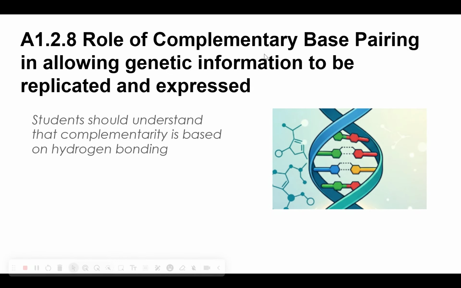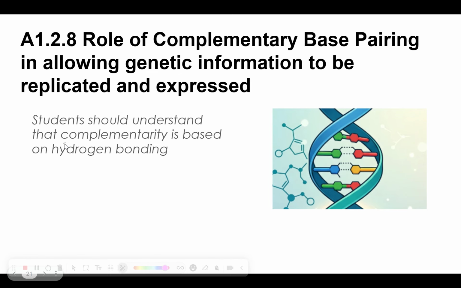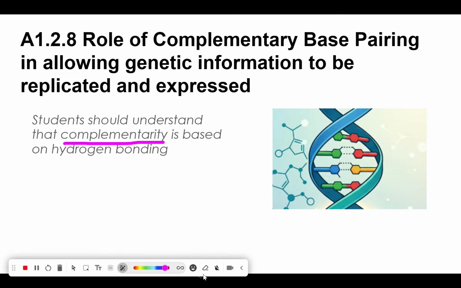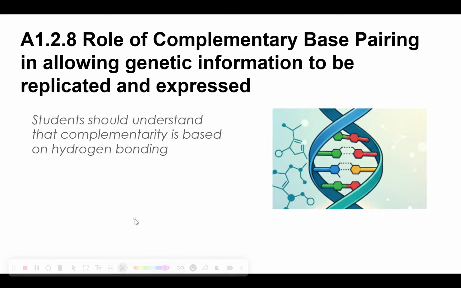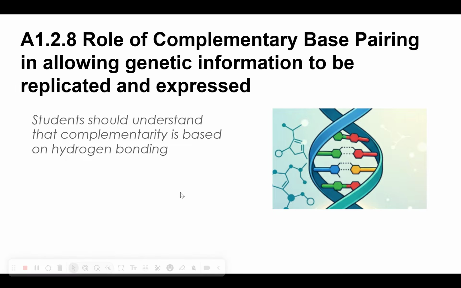A1.2.8 deals with the role of complementary base pairing in allowing genetic information to be replicated and expressed. And students should understand that the complementarity is based on hydrogen bonding. And this is a new word, to me at least, in the IB syllabus. It was in there before, I didn't notice it, and I think it's so funny. It's a legitimate word to describe the complementary nature of the base pairs, but it just sounds very unexpected to me. So, but sure, let's talk about it.